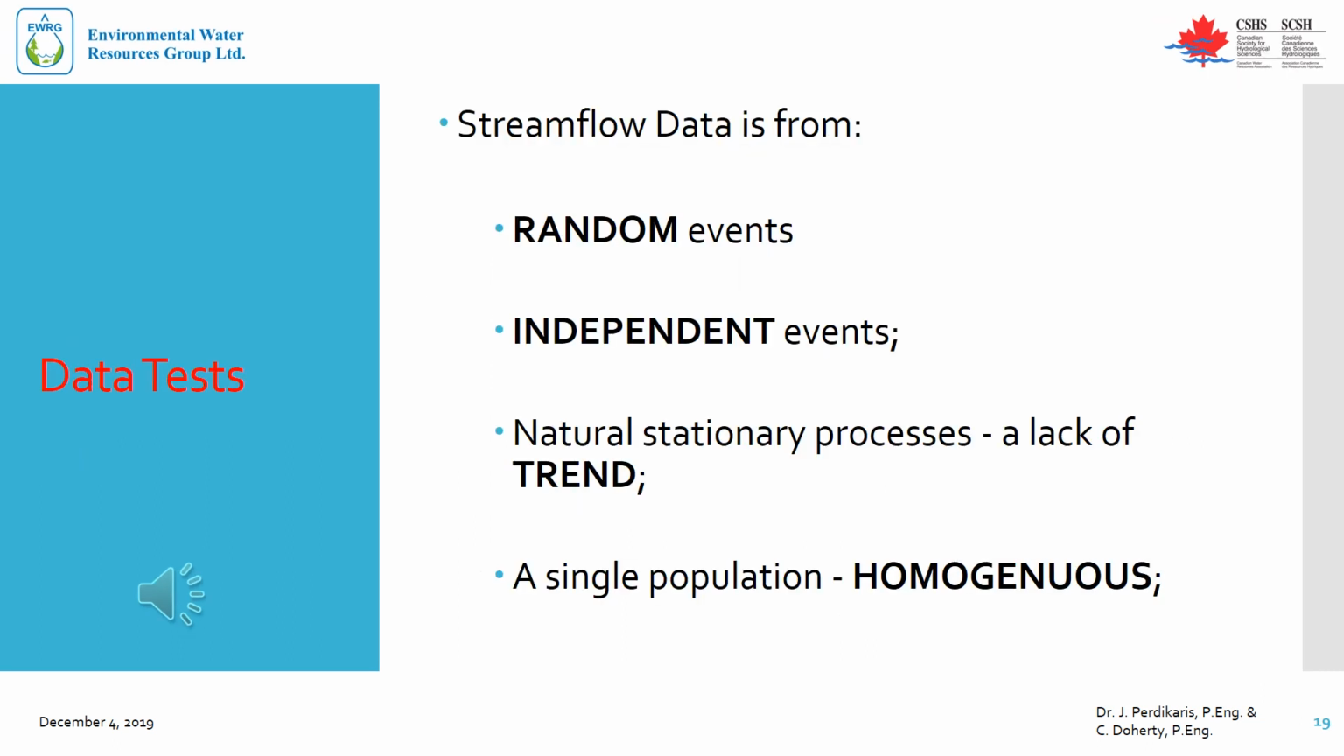In order for the results of a flood frequency analysis to be valid, the data series must meet certain statistical criteria. These criteria include, number one, that the streamflow data must be from random events. These events must be independent. There can't be any trends in the data. And the data sample has to be from a single population, or homogeneous.